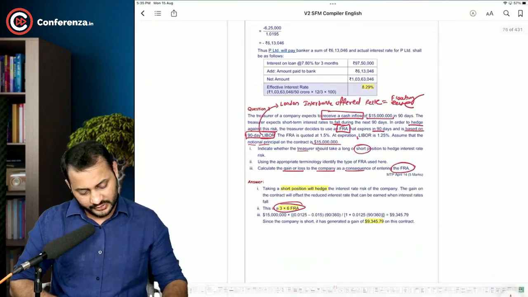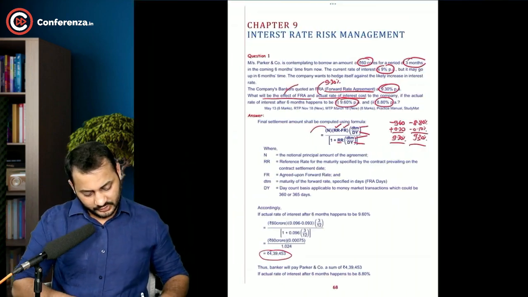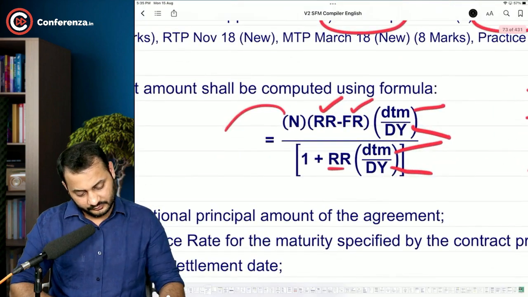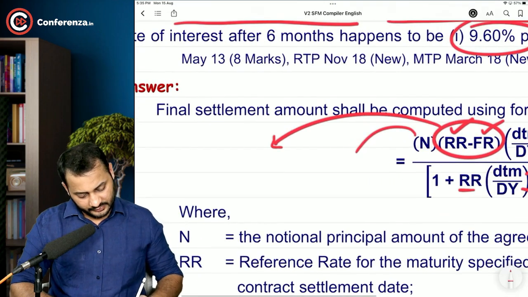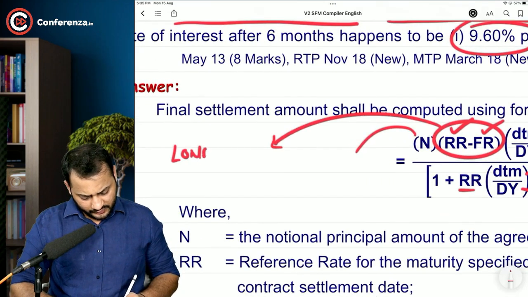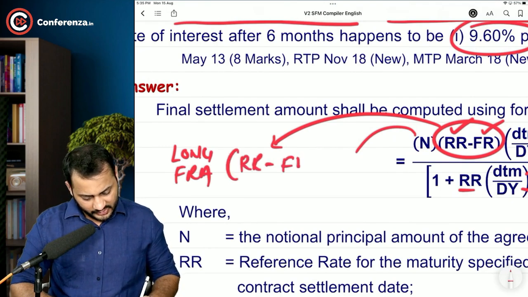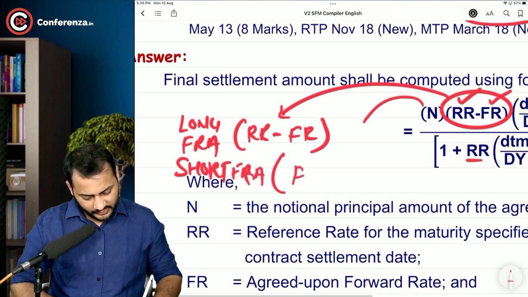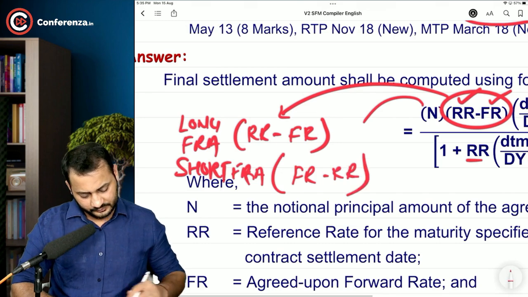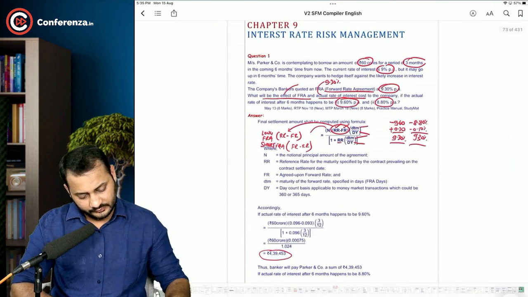Let's do one more thing. In here itself, I will just write down here. In case of long FRA, we will write RR minus FR, and in case of short FRA, it will be FR minus RR. Okay, remember that.